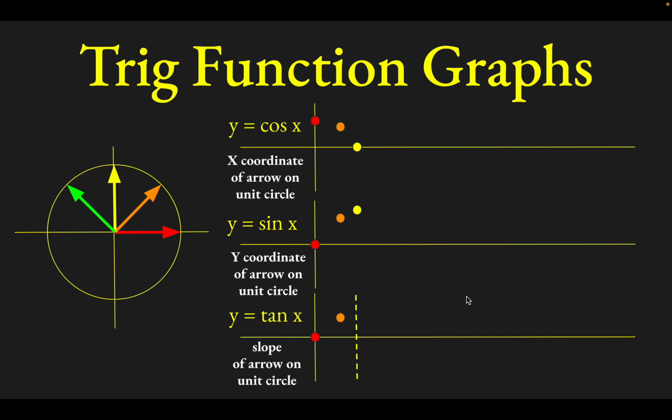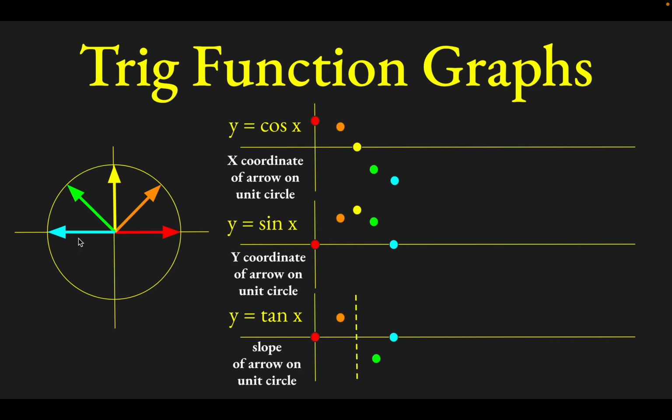When you get to the green arrow, now we've got a negative x-coordinate, so cosine goes negative. We still have a positive y-coordinate, and now we've got a negative slope. So the tangent goes negative, and then keep going. The blue arrow, your x-coordinate's -1, so you've got a valley here in the cosine wave, and the y-coordinate has gone to 0, so sine's going to go to 0 there. And the slope of that blue thing is 0, and so tangent is going to be at 0.